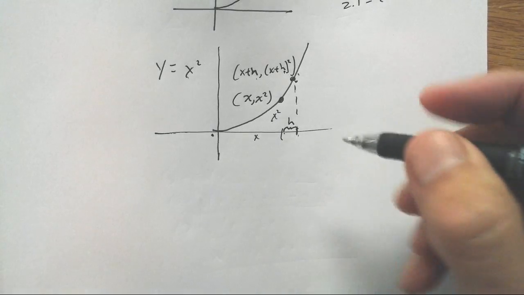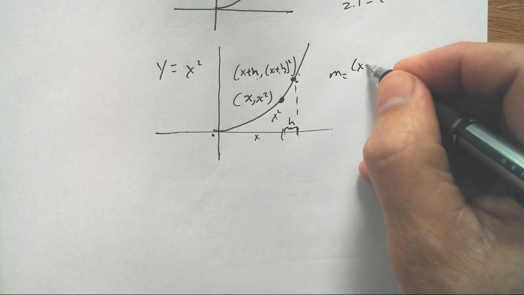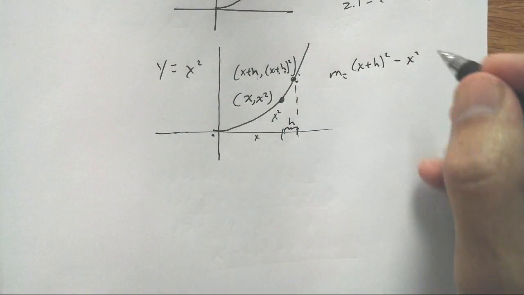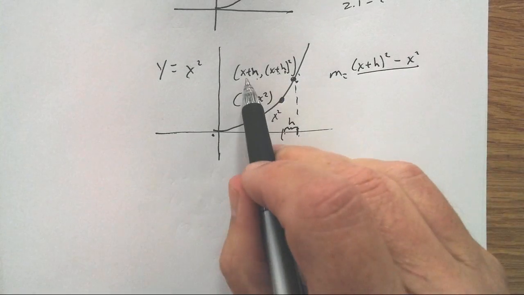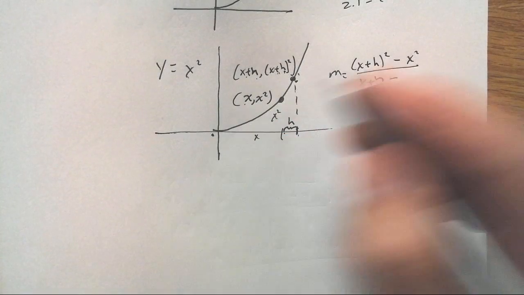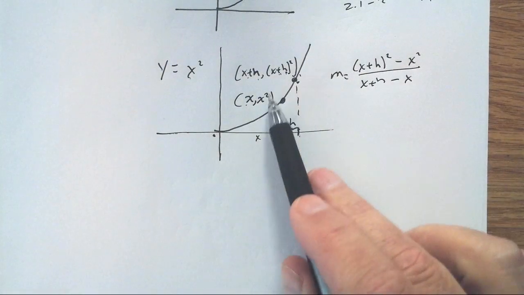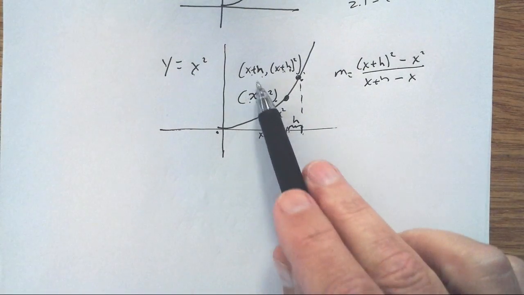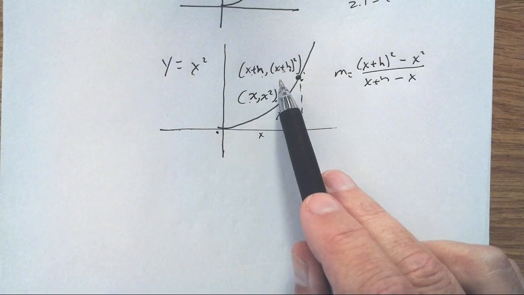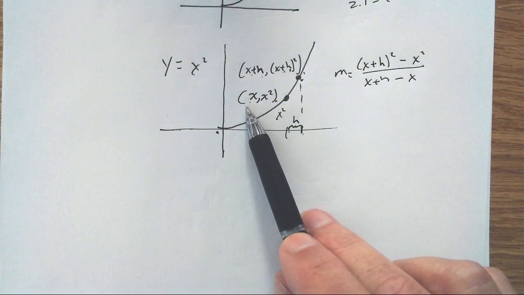So what's my slope now? My slope is the y at x plus h, which is x plus h squared, minus the y at x, which is x squared, over x plus h minus this x value, x. Is that crystal clear that I just found the slope between these two points, even though they're not regular numbers? That's when you nod or shake your head no or raise your hand. Y minus y over x minus x.